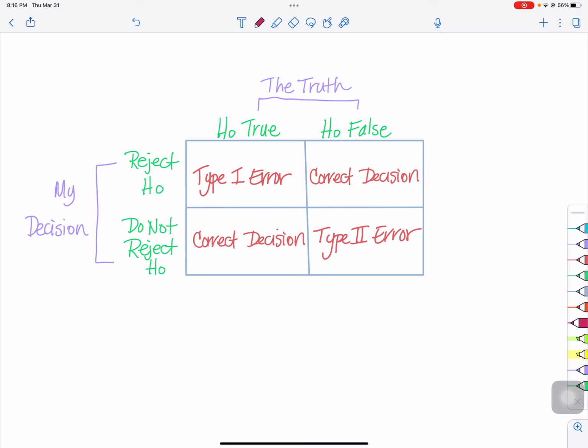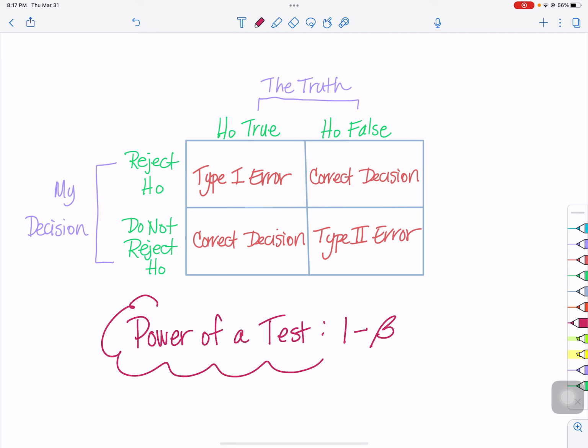So now, I hope that helps. Now, probably one of the most important things to us is something called the power of a test. What is that power? The power of the test is 1 minus beta. And that needs to be known. It's not 1 plus, it's not beta minus 1, it is 1 minus beta. Well, you might be saying, well, where is that?